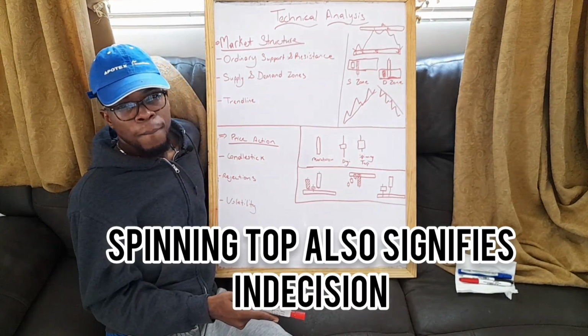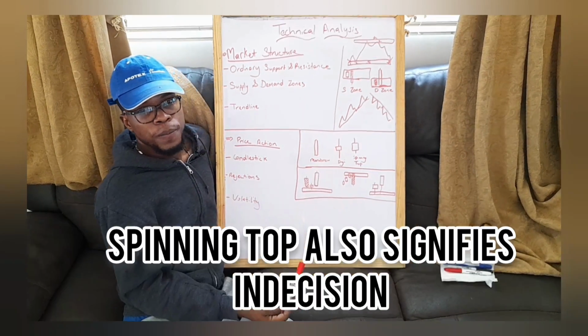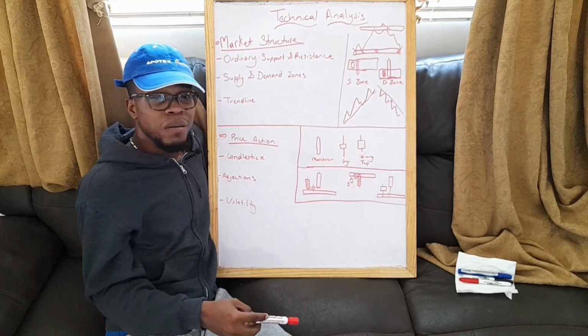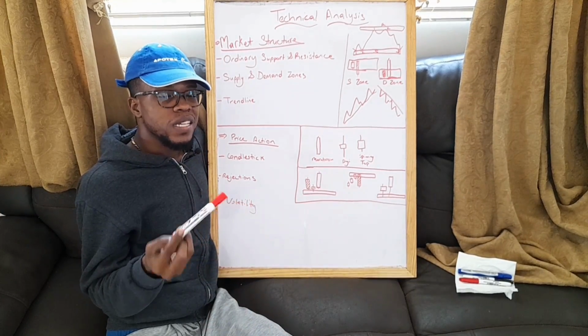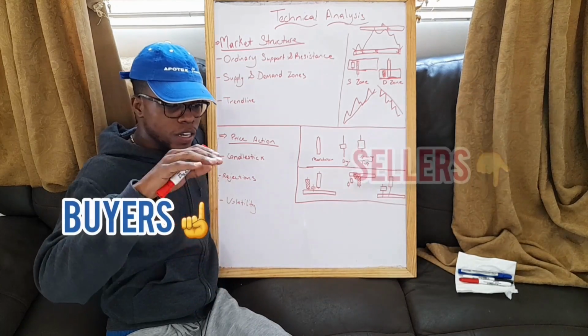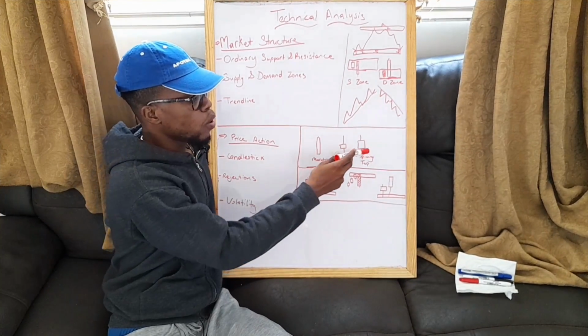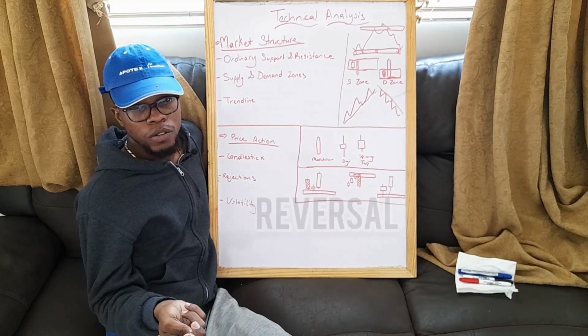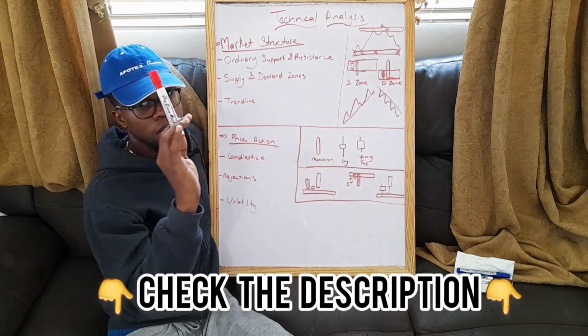The spinning top is similar, but it has a bigger body than the doji. It leaves wicks at the top and at the bottom. The spinning top also indicates indecision. We have a lot of buyers and a lot of sellers, buyers pushing the market up, sellers pushing the market down. These two are indecision candles that indicate a possible reversal. There is more to candlesticks, so you guys do your reading.